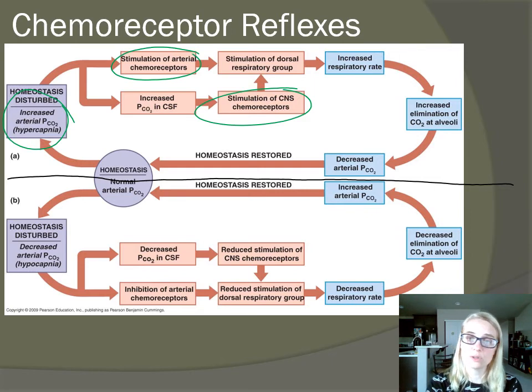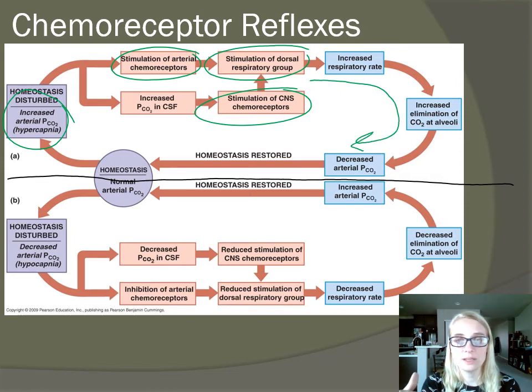And both of those, so we saw that little side arrow from the last slide going in from chemoreceptors in the brain, and those chemoreceptors in the blood vessels stimulate the DRG, increasing respiratory rate. The faster you increase your respiratory rate, the more CO2 you will blow off. You'll decrease your CO2 and you'll get back to homeostasis. So that's if you have too high of CO2.